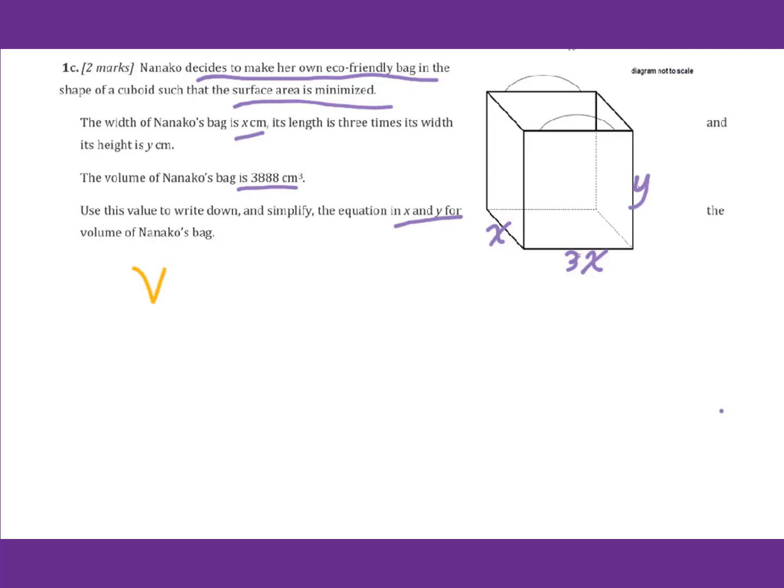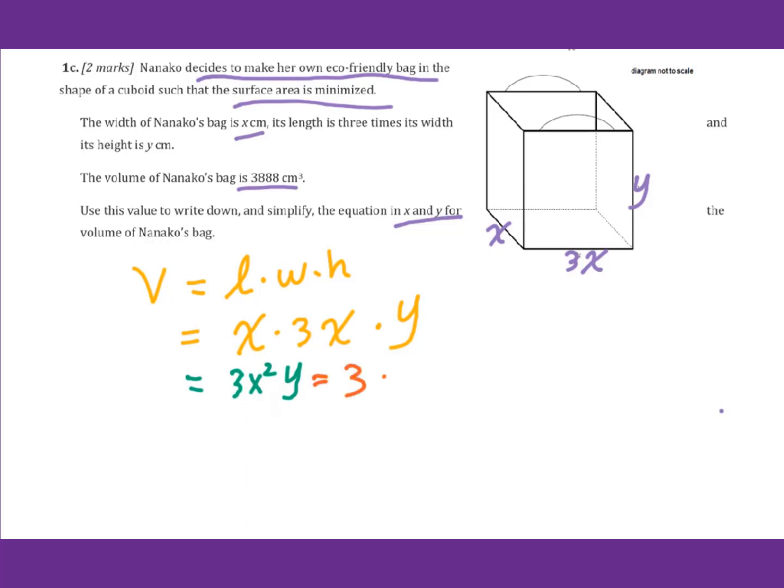Volume, we use V to stand for that. You will get length times width times height. So we have x times 3x times y. So we get 3x squared y. It equals 3888. It's given.